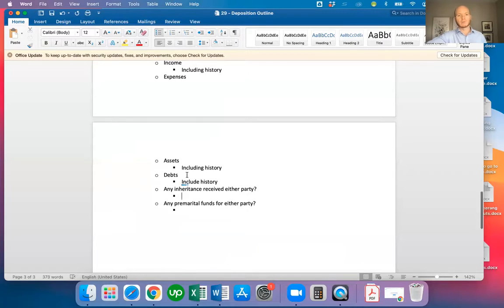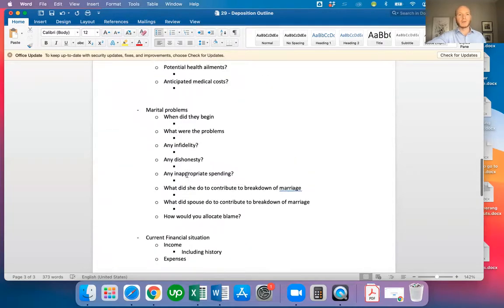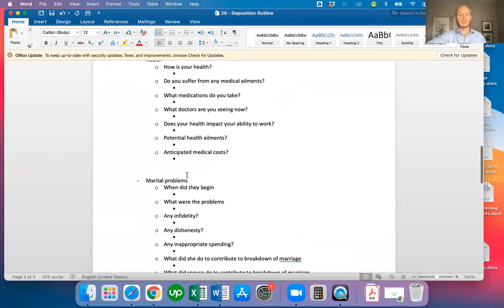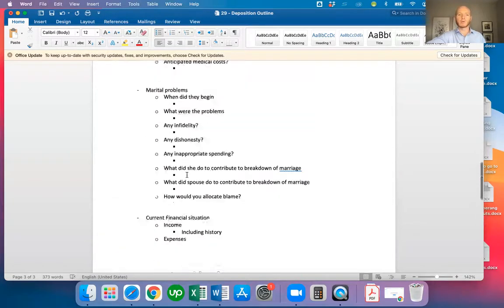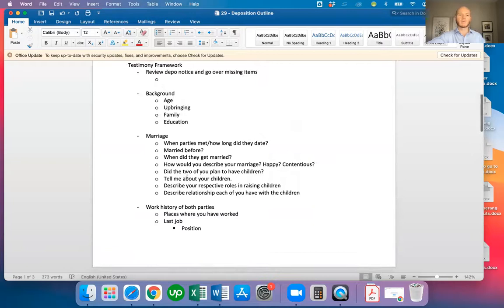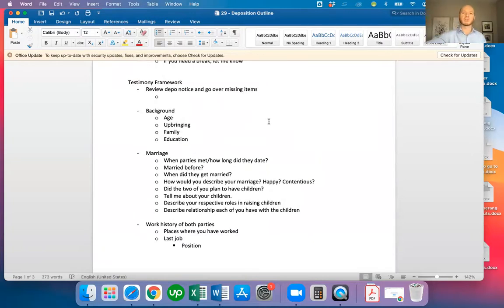But those are the framework, and again, this is a basic framework. Depending on your case, you might want to get more information on somebody's particular situation and get a better understanding.